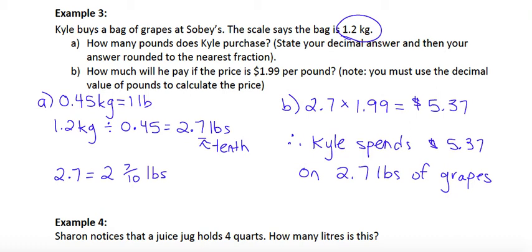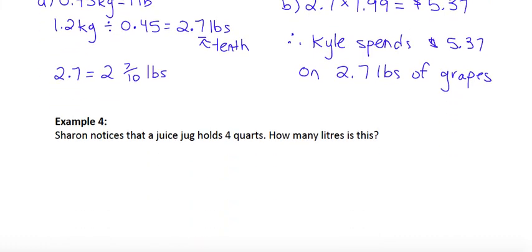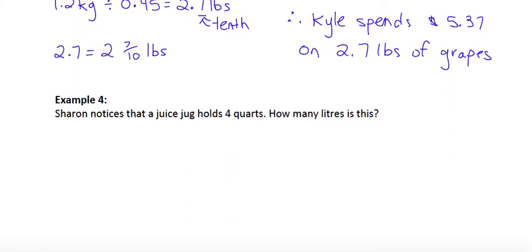And the last example that we're going to look at, example 4, Sharon notices that a juice jug holds 4 quarts. How many liters is this? And when we refer to our chart that has all of our conversion factors on it, from metric to imperial, we want to look at the one that uses 0.94 liters is the same as 1 quart.